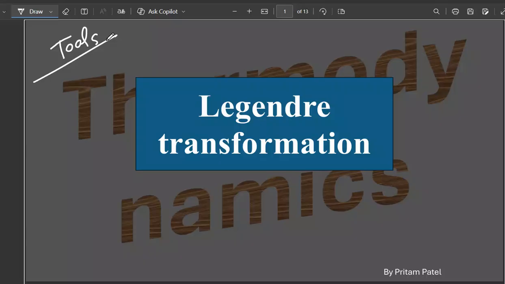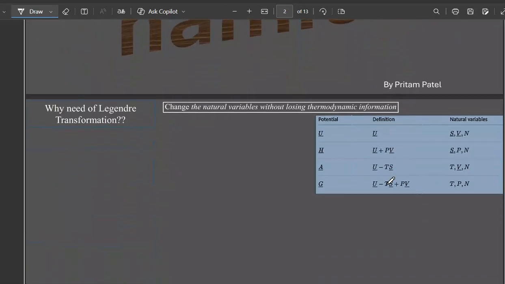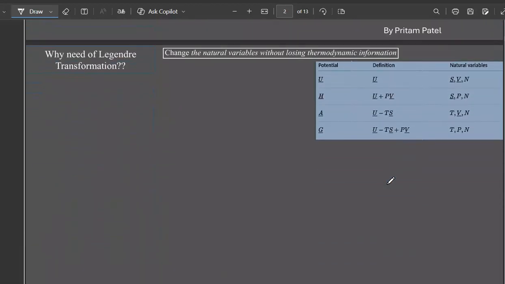Like in this chapter, we are changing the entropy into the temperature, the volume into the pressure, and the moles into the chemical potential. This is the type of change from the natural variable to the Legendre transformation variable. Here x is the natural variable and theta is the Legendre transformation variable you are using in this chapter.